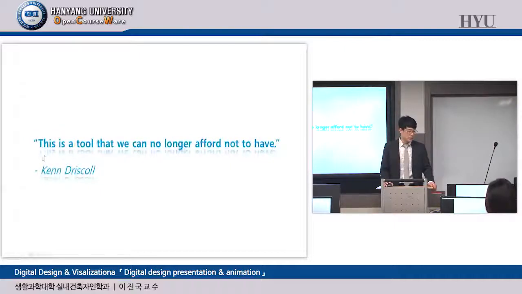This is the last slide, okay? This is a tool that we can no longer afford not to have. Precisely speaking, BIM is a national standard. And for the building permit, you have to use BIM. And some public building designs officially require people to use BIM tools simply because they want to collect more information, more data, more things about their new building, okay? So it's inevitable, okay?